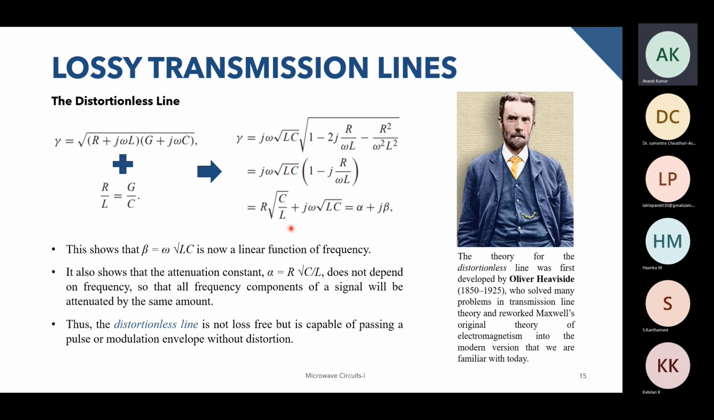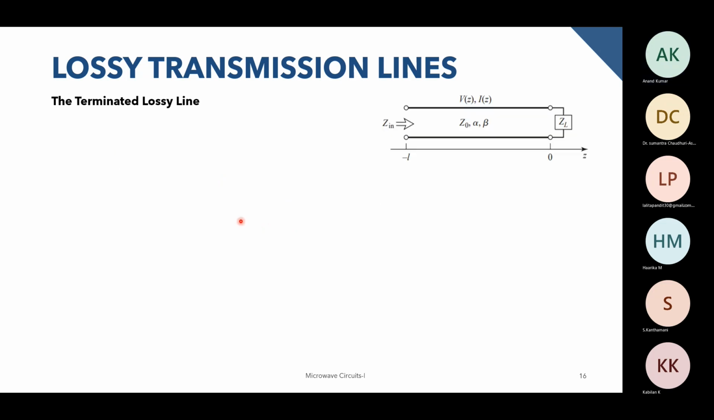If no questions, we'll proceed to another case. So we have seen low loss line, distortionless line. Now, what if the lossy line is terminated? We've already seen cases of terminated lossless line, under different circumstances.